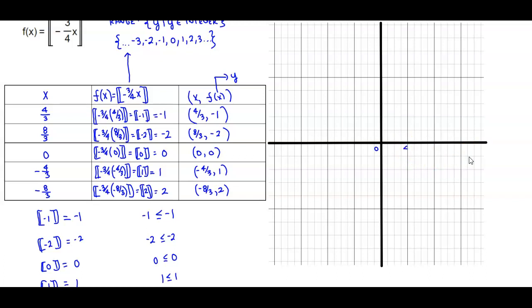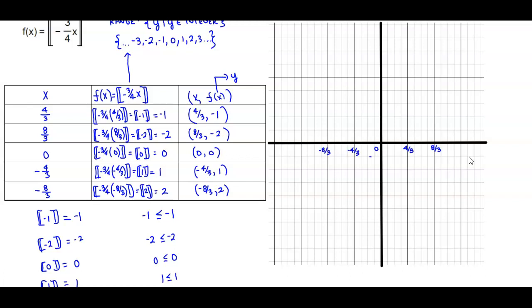We know that this represents positive 4/3. And we know that this represents positive 8/3. And then over here to the left, this is negative 4/3. And this is negative 8/3. Okay? And so what else do we know?